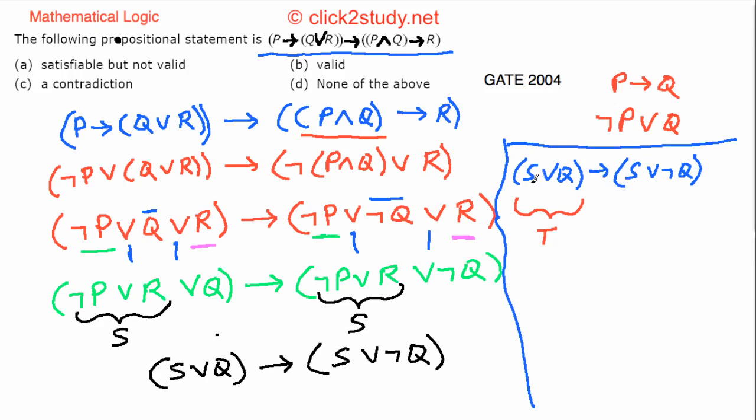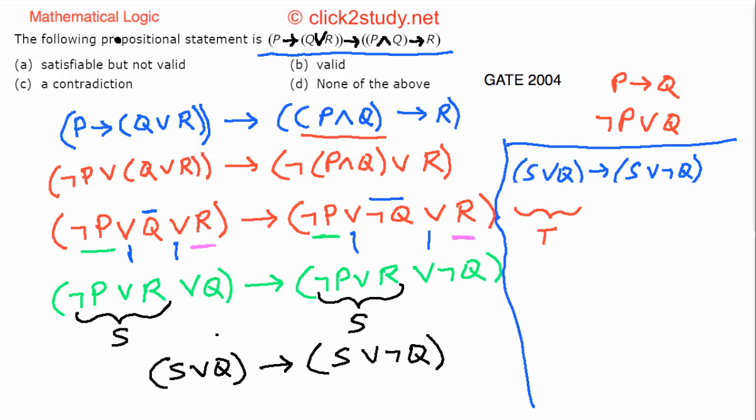Suppose S is true but Q is false. Then this whole thing is again true. This will be true and this will also be true, so the implication again becomes true in that case, which is fine. And we saw that when both were true, that case was also fine. So what do we need to do now? We need to do something else.